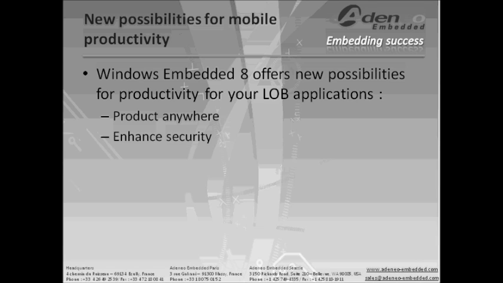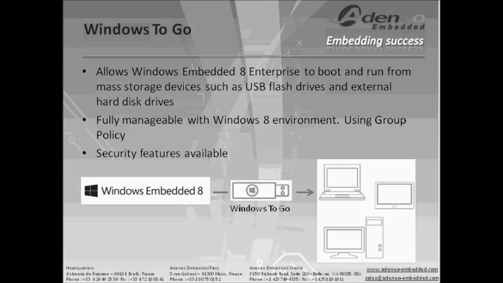To start with, we will see Windows To Go. What is Windows To Go? Windows To Go allows Windows Embedded 8 to boot from mass storage devices, for example a USB flash drive or an external hard drive. With this feature, IT administrators can create a managed corporate desktop on a bootable USB drive that workers can take with them wherever they go. It's like you have a secure corporate PC in your pocket.